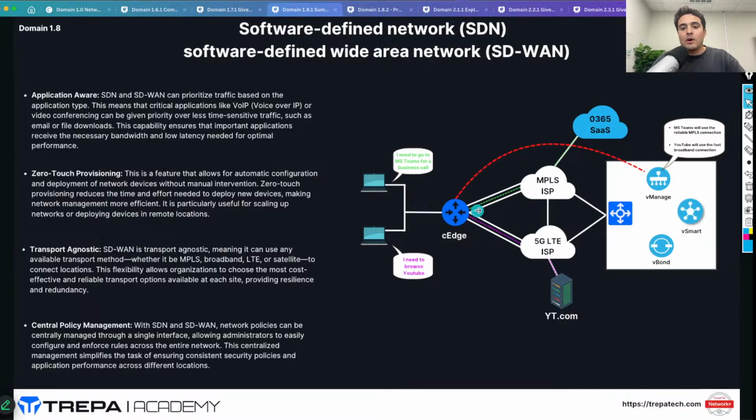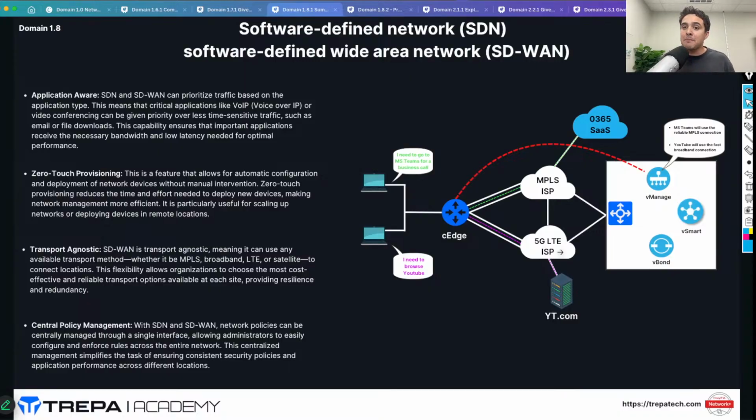So you're going to go out your MPLS connection. But anytime a user wants to go out to YouTube, you're going to come out your 5G connection here. So I am aware of the applications that users are trying to reach, and I'm going to direct traffic how I see fit based on the priority I want to set based off multiple different factors: bandwidth, latency, whatever the case may be. So it's transport agnostic, but it's also application aware.